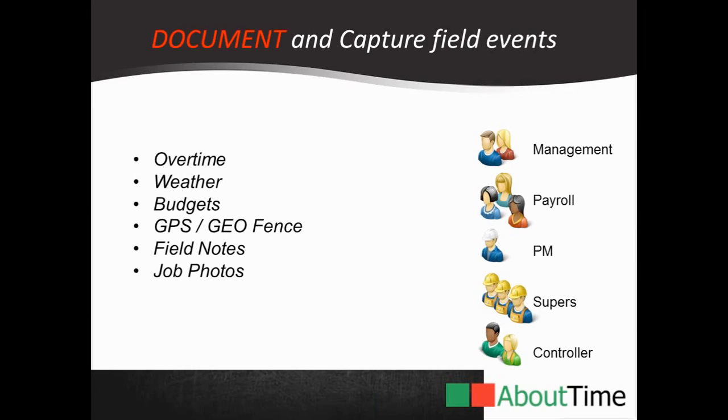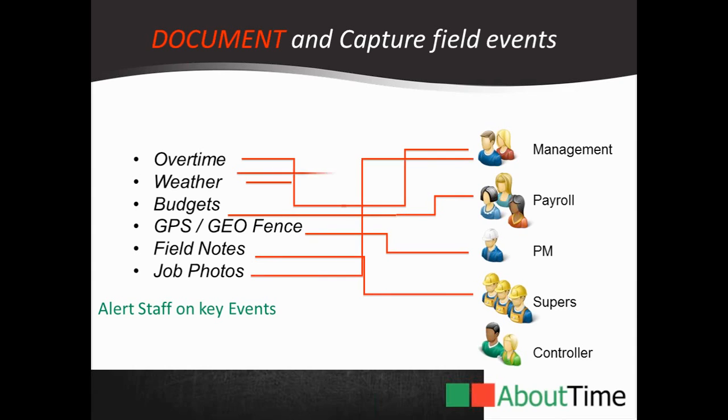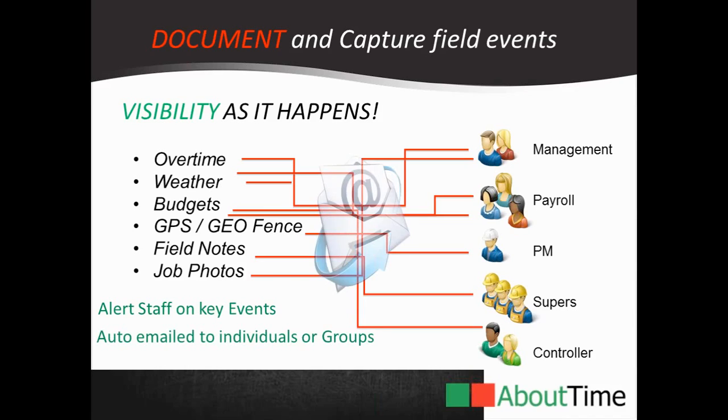Now, we're also going to give you alerts. So we're giving you visibility as this stuff happens, whether it's overtime, weather, budgets, GPS or geofence, job photos, whatever it may be. We're going to have alerts on key events, and you can send them to individuals or certain groups, and they're automatically going to be emailed to you. So whatever you feel like may be important, if it's overtime or weather, you can send to a certain group or even an individual. It's up to you, but once again, just giving you visibility as this stuff happens out on the job site.